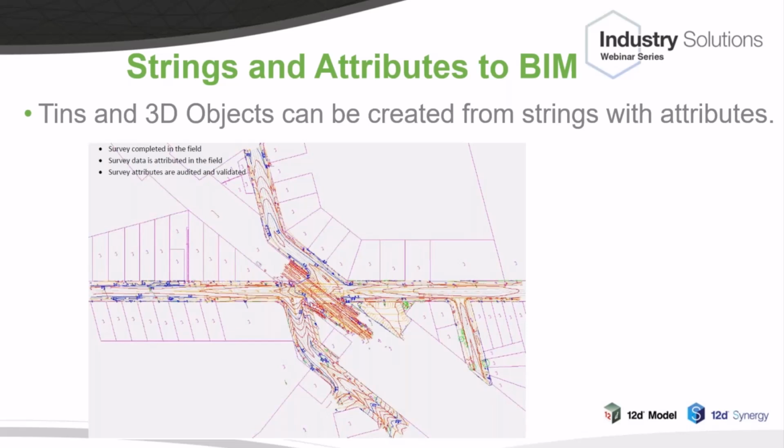Producing BIM data, people think it's sort of hard, but they don't realize that if you've got strings and attributes, you can often create BIM objects with some of our routines quite easily. So in this case, this is a customer who's picked up the survey completely in the field. The data has been attributed in a way that they know what it is. They've looked at the attributes, audited, and everything's validated. So then they run a routine on it that recognizes what those attributes are for.